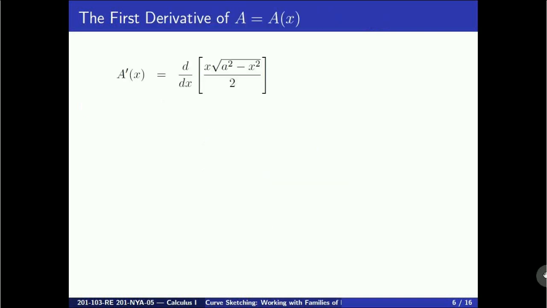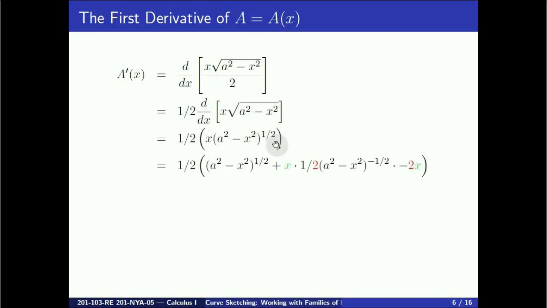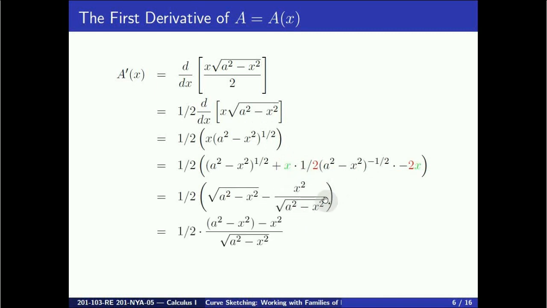To differentiate A of x, we factor 1/2 outside the differential operator and write the square root as a power function to better differentiate. Then we apply the product rule, using the chain rule to differentiate the second factor. Then we write our answer without negative powers, since these indicate that we have fractions. We write everything over a common denominator, and finally group like terms in the numerator. We could still factor the numerator, but we prefer to stop here.